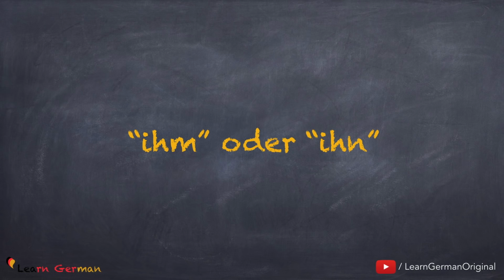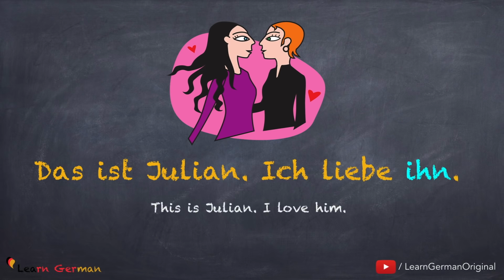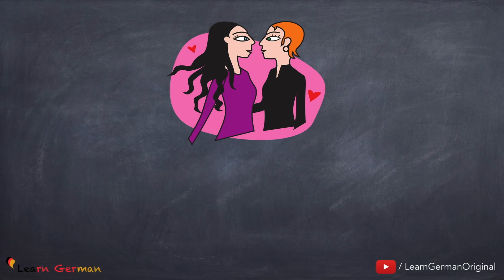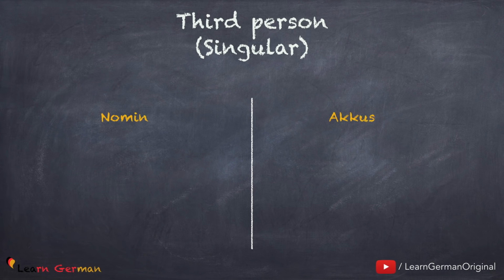Ihm oder ihn. Here's the first example. Das ist Julian. Ich liebe ihn. In the second sentence, ich is the Subjekt and hence im Nominativ. The accusative object in the sentence is ihn. So ihn is basically a pronoun for third person in singular. In nominative, you would use er, and for accusative, you would use ihn instead of er.